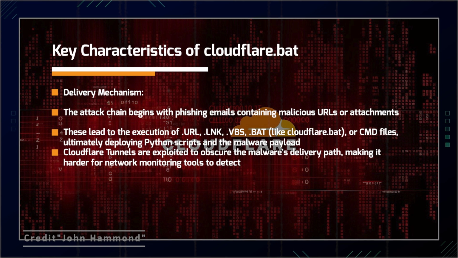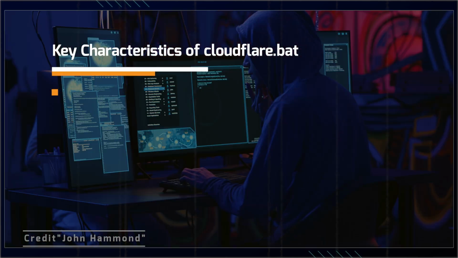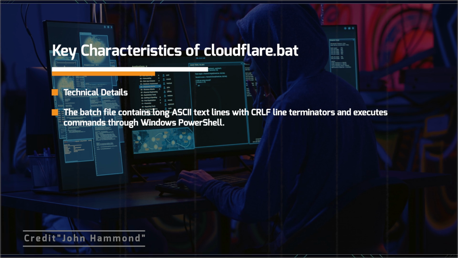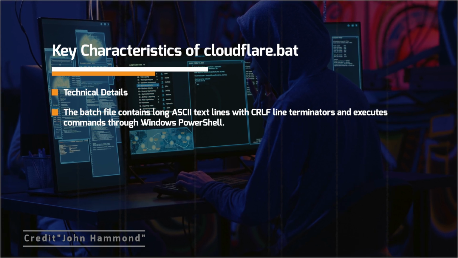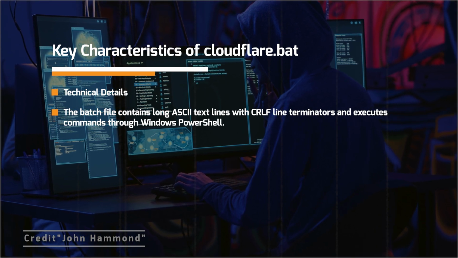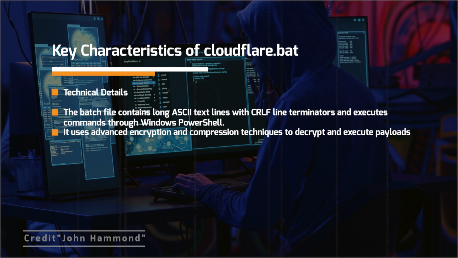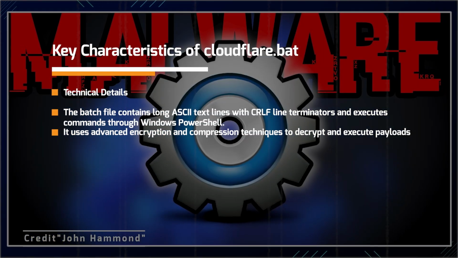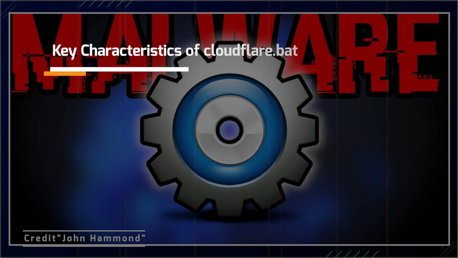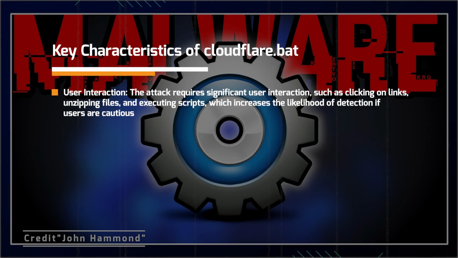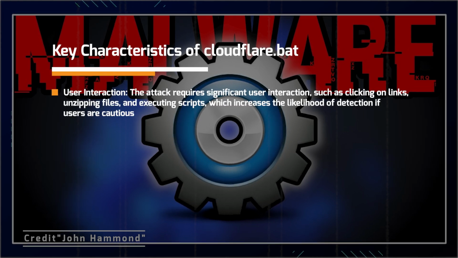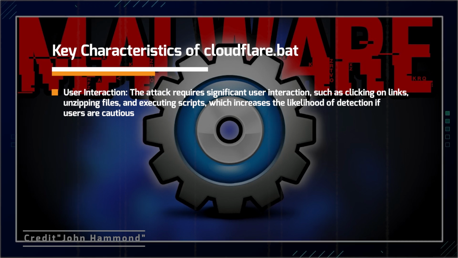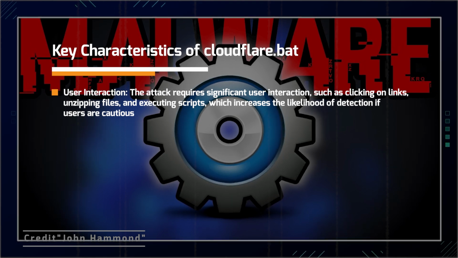Now, the technical details. The batch file contains long ASCII text lines, with CRLF line terminators, and executes commands through Windows PowerShell. It uses advanced encryption and compression techniques to decrypt and execute payloads. In regards to user interaction, the attack requires significant user interaction, such as clicking on links, unzipping files, and executing scripts, which increases the likelihood of detection if users are cautious.